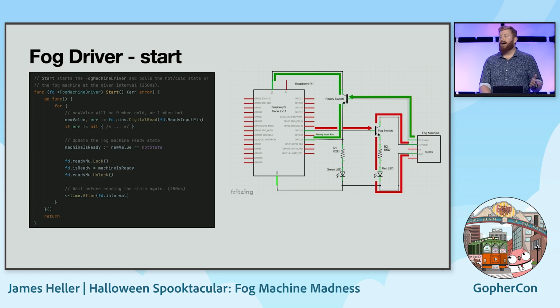And if the value is not the hot state, then it's not ready. So we set that, and then we wait. And we usually pause for about 250 milliseconds between polls. That way, if the state changes, we'll figure it out pretty quickly.